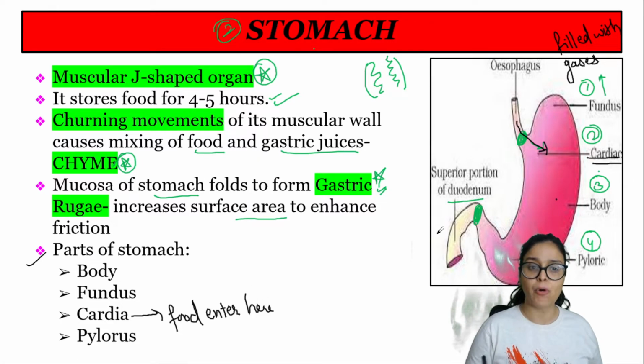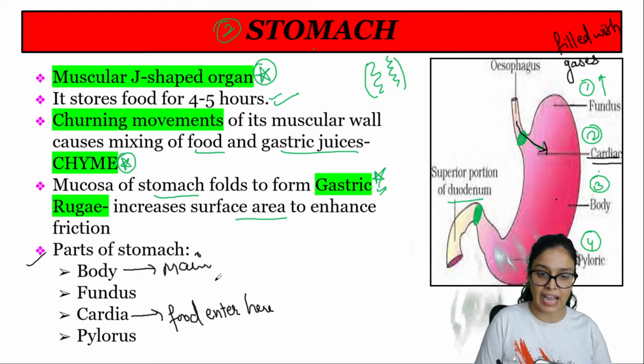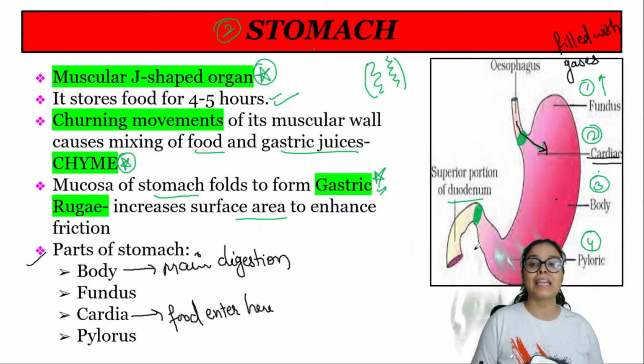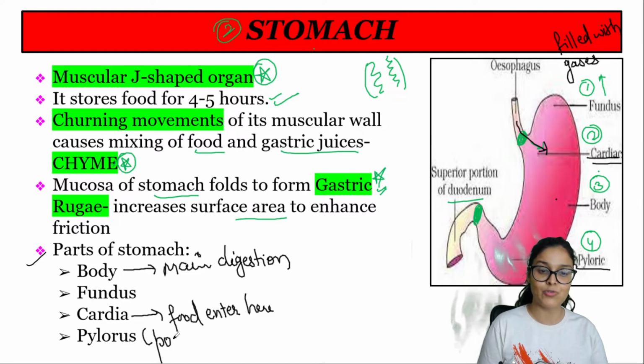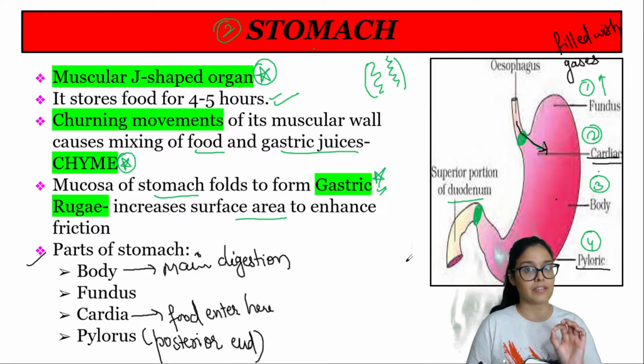Next, body is the part where main digestion happens. So main digestion happens in the stomach at the body part. So you have to remember this is the purpose of the body region. And pyloric is the last part, posterior part of stomach, which will basically open into the small intestine, duodenum region, right? So it's the posterior end of the stomach, right?